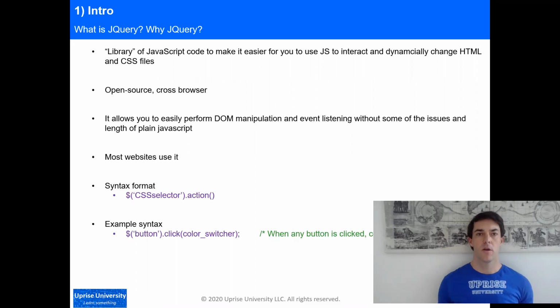So what exactly is jQuery? jQuery is a library of JavaScript code that makes it easier, again, to connect the brains of your program with the front end formatting and website that the user actually sees. So it connects the JavaScript to the HTML and CSS. And you could just write this all in JavaScript itself.